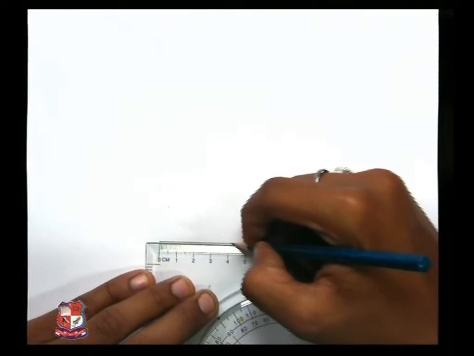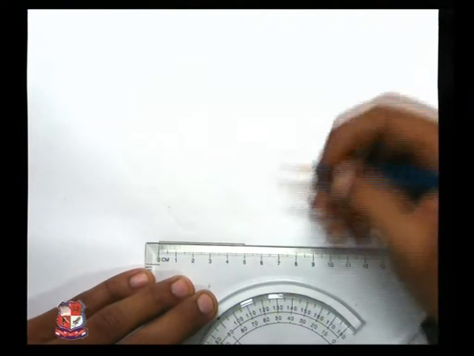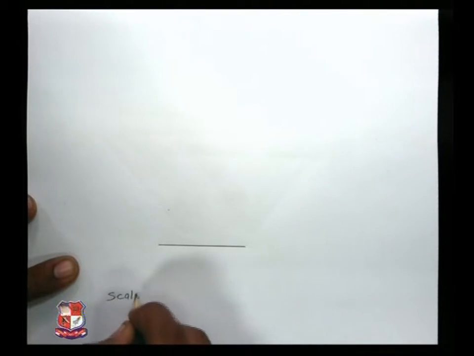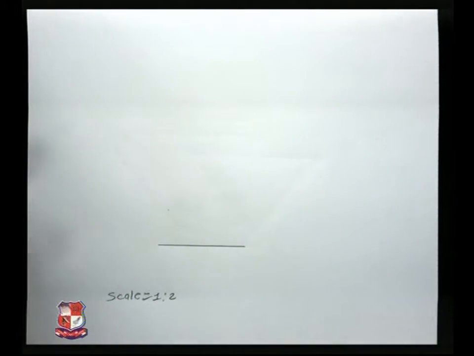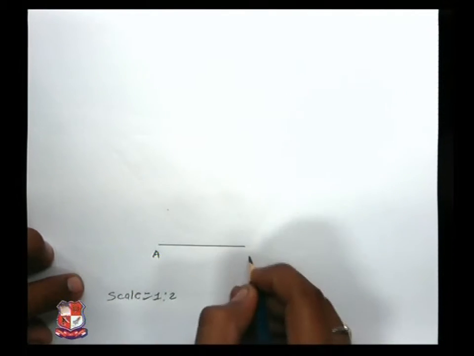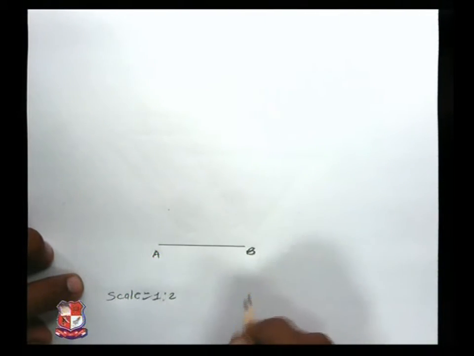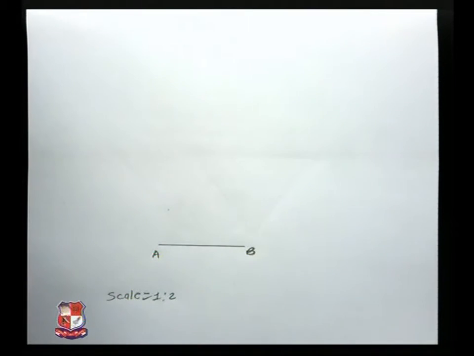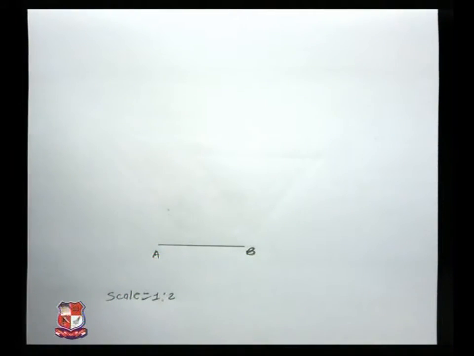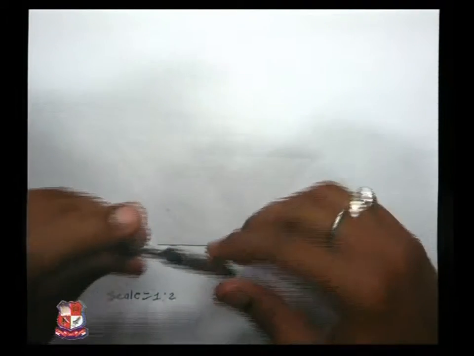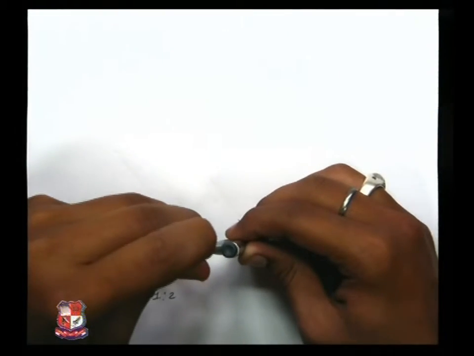Over here, for better viewing purpose, I am taking scale 1/2, hence I am mentioning that I have taken scale 1/2. Scale is equal to 1/2. Now I have drawn this line AB of side 25 mm. Now I need to take the bisector of AB.